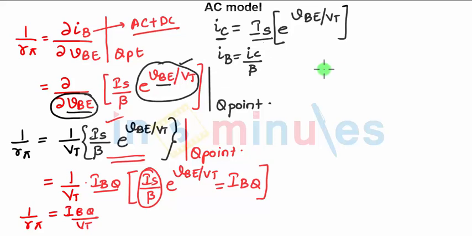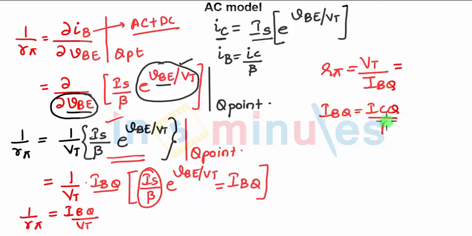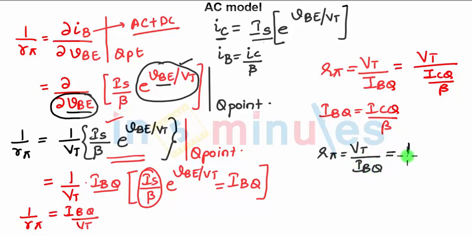So what will be R pi? The equation for R pi will be Vt upon IBQ. IBQ we can write as ICQ upon beta. So when I substitute over here, I can write it as Vt upon ICQ upon beta. So the final equation for R pi is R pi equals Vt upon IBQ, or beta Vt upon ICQ. This is what you get after simplification.